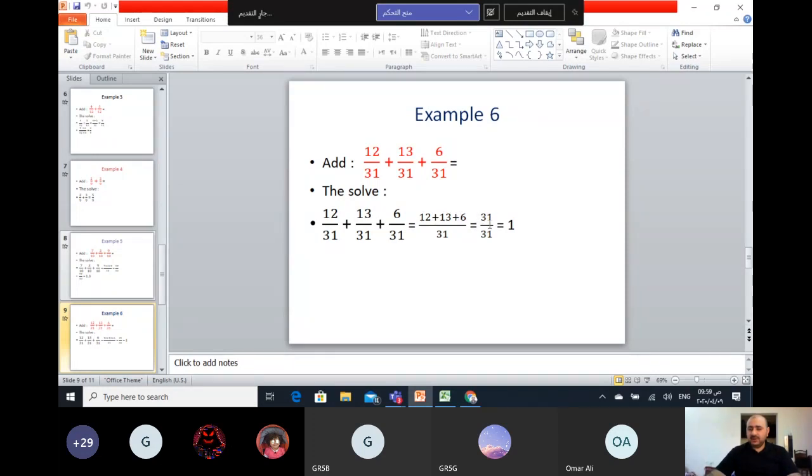Now we have 31 up and 31 down, which means 31 divided by 31. 31 divided by 31 will be what? Will be 1. Each number divided by itself, the answer will be 1. 5 divided by 5 is 1. 7 divided by 7 is 1. 10 divided by 10 is 1. 1 divided by 1 is 1. So 31 divided by 31 will be 1.